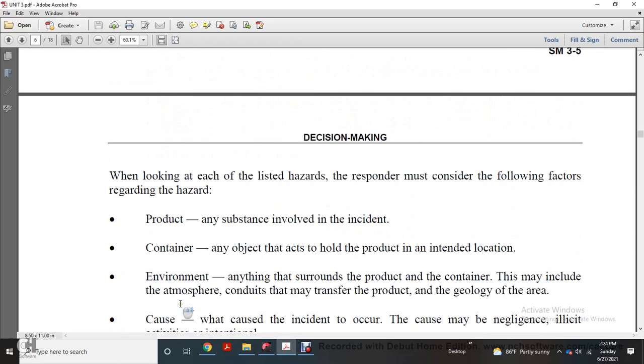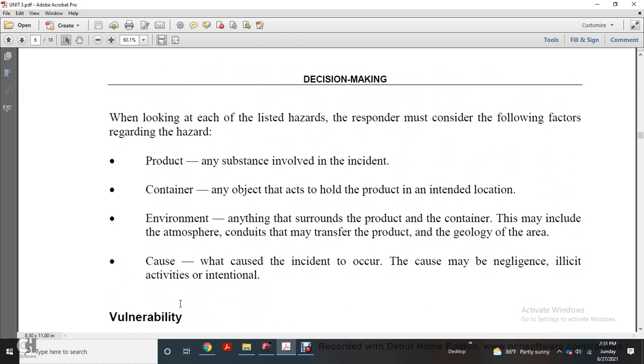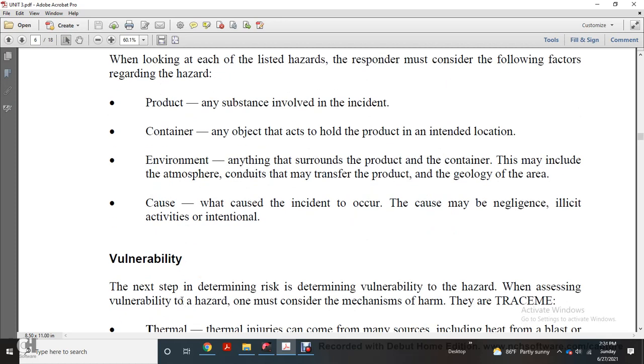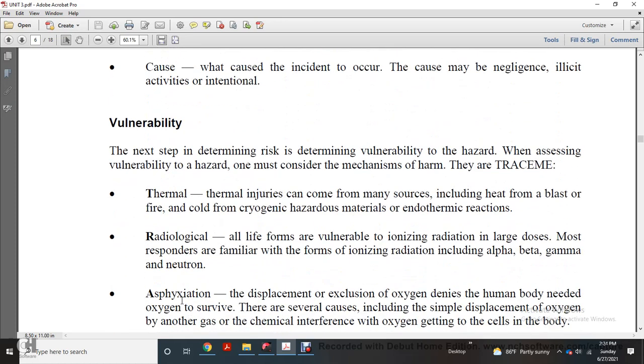When looking at each of the hazards, the responder must consider the following factors regarding the hazard product. Any substance involved, inside of the container, any object holding the product, the intended location environment, anything that surrounds the product or container, which may include atmospheric conditions, the transfer of the product, and geology of the area. And what caused the incident to occur, which may be negligence, illicit activities.